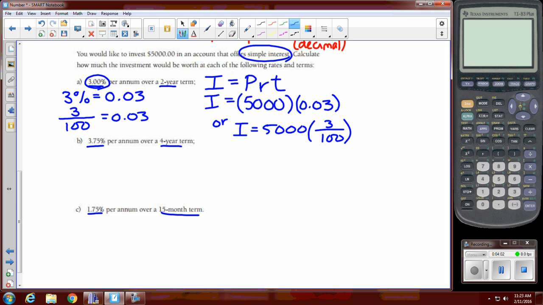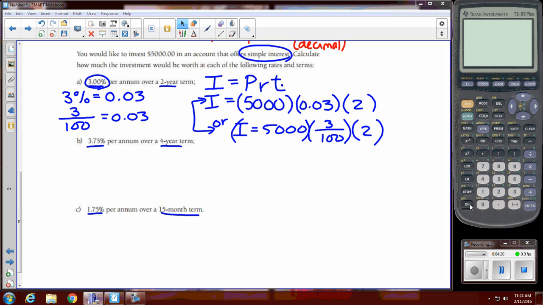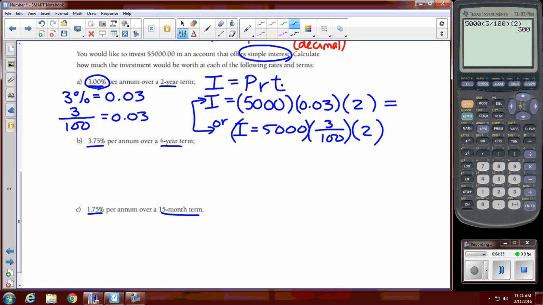Now we're looking at the term. This is the T part in the end of the formula. The term is for 2 years, so both of these we can multiply by 2. So you only need one or the other when it comes to these two formulas. So now when we plug it in, I'll show you on the calculator, we're going to say 5,000 times 3 divided by 100, which would give me 3% as a decimal, multiplied by 2. And that means at the end of 2 years, this bank account would have earned $300.